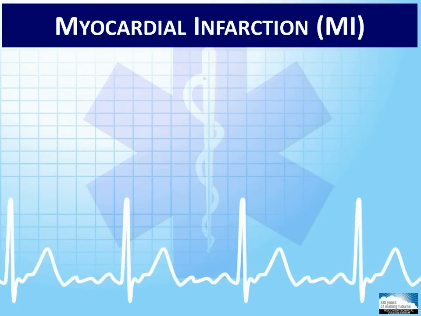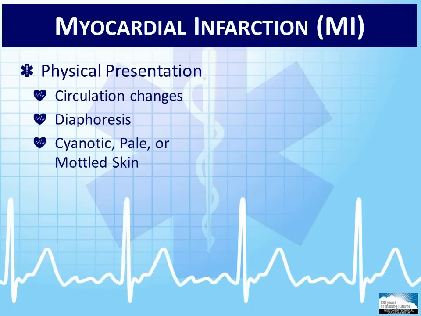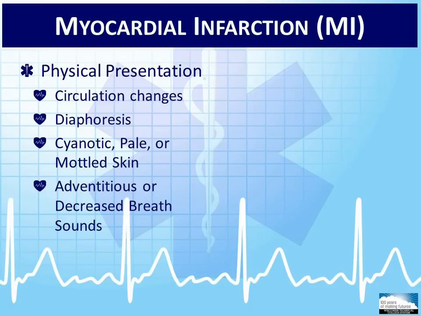Patients suffering from an MI may present with circulation changes, diaphoresis, excessive sweating, and cyanotic, purple or bluish, pale, or mottled skin. The EMT may hear abnormal or diminished breath sounds, commonly due to a backup of fluid in the lungs. Further examination may reveal peripheral edema, which is a swelling of tissues due to an accumulation of fluid in the body because the heart is no longer pumping efficiently.